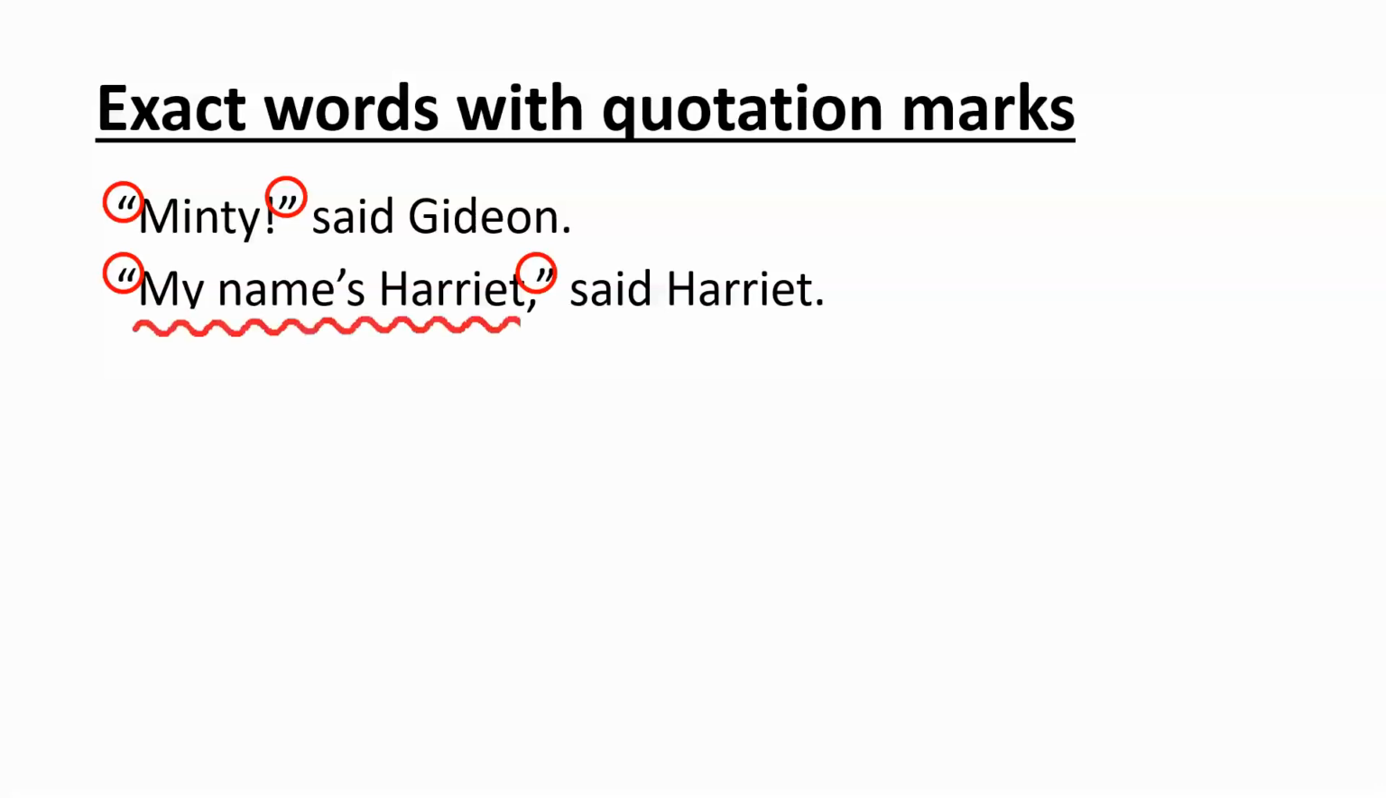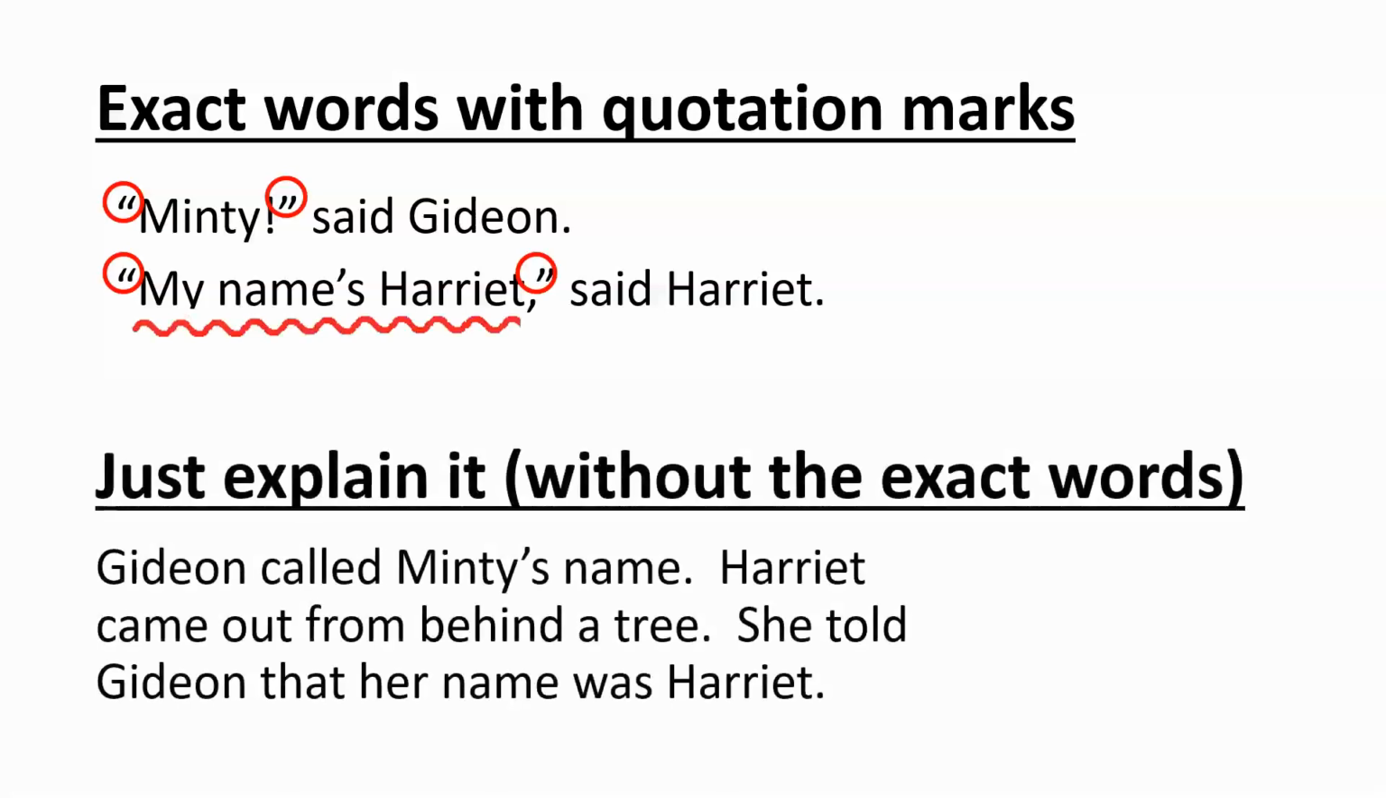This sentence is important, but we're going to come back to it later. So the second way to tell the story is to just explain it without the exact words. So I can explain this kind of in different words, and I can say, Gideon called Minty's name. Harriet came out from behind the tree. She told Gideon that her name was Harriet. So I don't know if you can see this, but this is a way that I'm just explaining what happened. I'm not saying exactly the words that they said. I'm just explaining it in my own words.